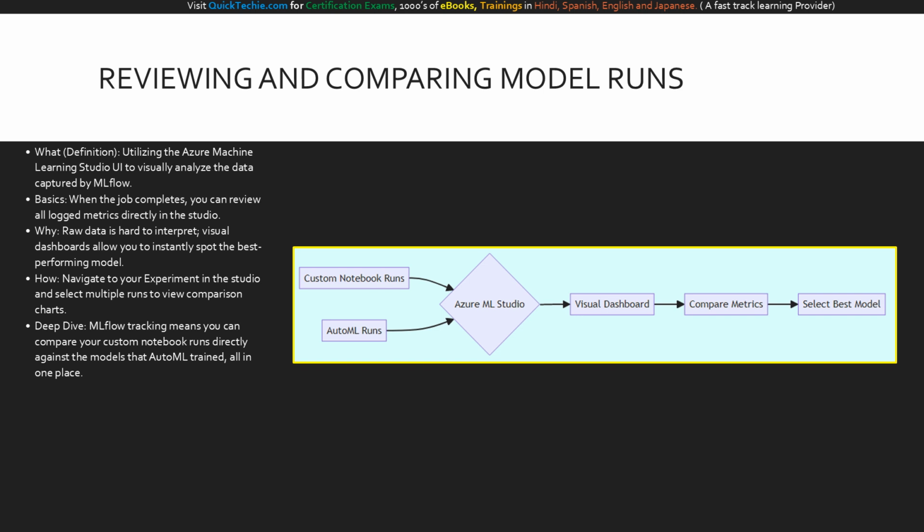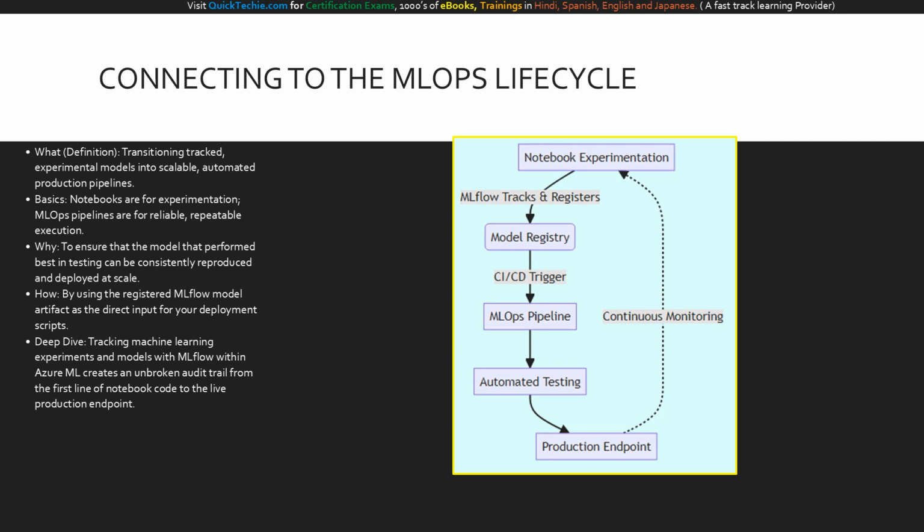Look at this convergence in the Azure ML Studio. On the top left, we have our custom notebook runs. On the bottom left, we have our AutoML runs. Both streams of telemetry flow seamlessly into the Azure ML Studio. The Studio acts as an equalizer, generating a visual dashboard. Here, you can compare metrics across all types of runs simultaneously, leading to the final, crucial step, selecting the best model for production.